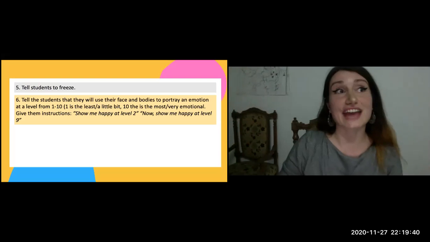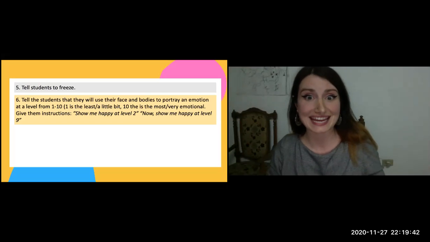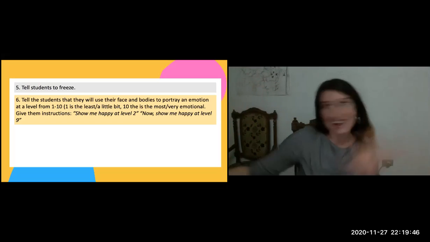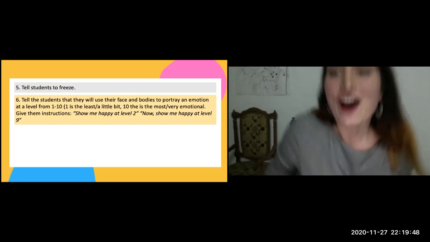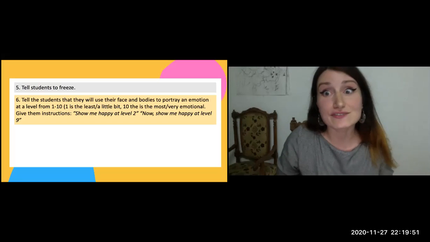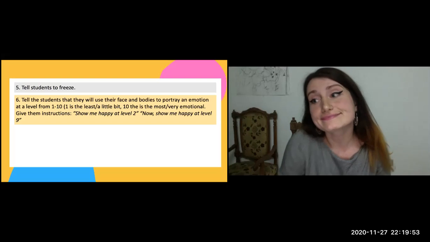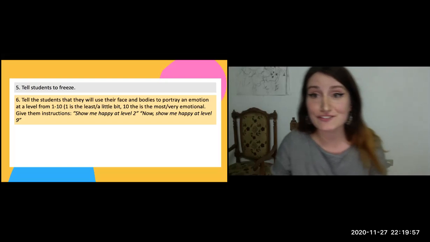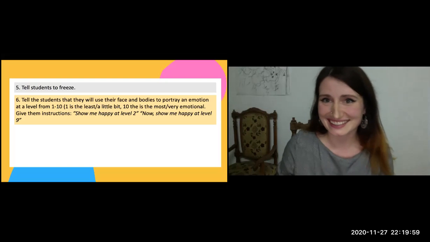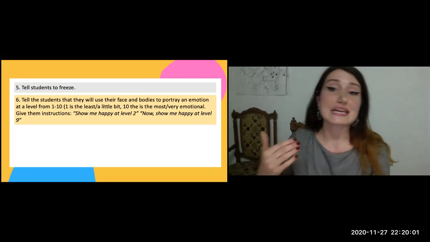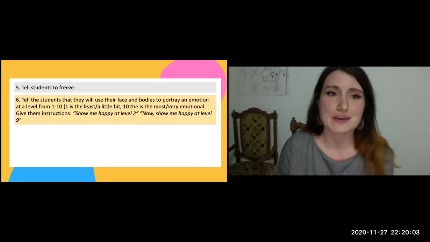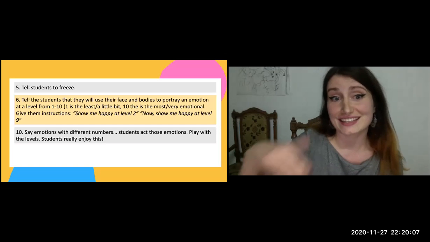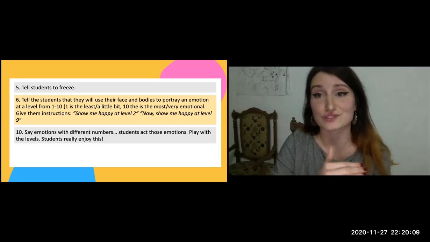So I'll say, okay, show me happy at a level 10. And a level 10 is like, yeah, I'm so happy. And then I'll say, okay, show me happy at a level 2. Okay. Show me happy at a level 5. And then you keep changing the emotions and changing the emotional levels as well.